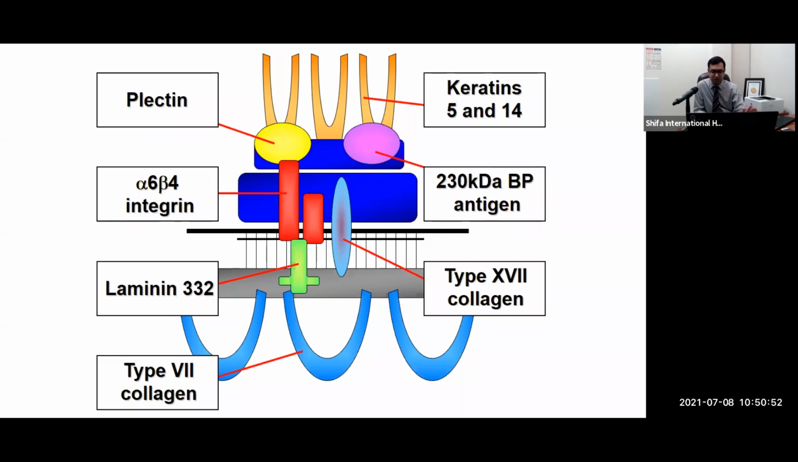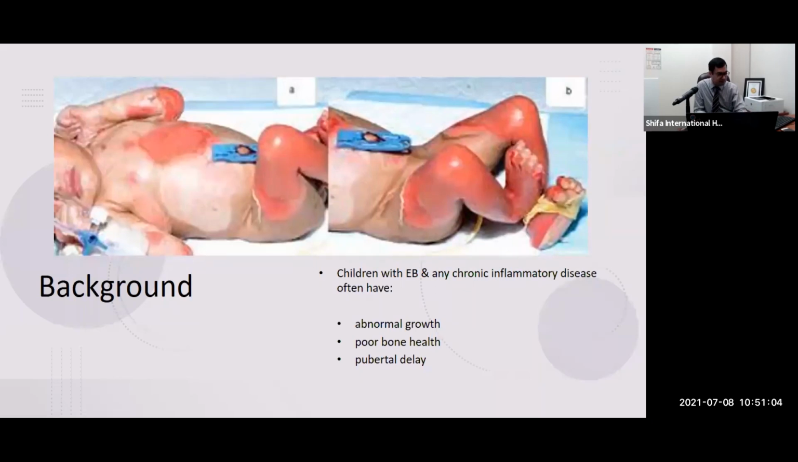So don't worry. You don't need to learn all this, because you are the first responders, in the ER, just trying to help with the emergency management of a child with EB. The reason I presented that here is so that you can think outside the box. It's multifactorial, and EB patients, the young children, have chronic inflammation, abnormal growth, poor bone health, and pubertal delay. So it's not that they only present with the skin. They have, yes, skin infection and skin fragility, which is the primary problem, but then think outside the box.